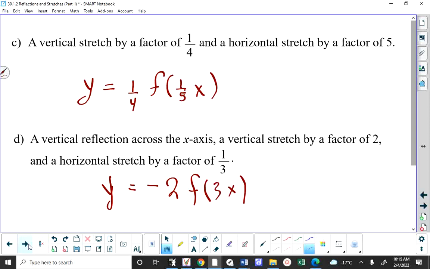And I realize I'm going through these pretty quick, but it's just a few things you have to remember. A is the vertical stretch factor, basically. B is not the horizontal stretch factor. B, the number you put in the equation, is the reciprocal of the horizontal stretch factor. Any questions with A, B, C, or D there?